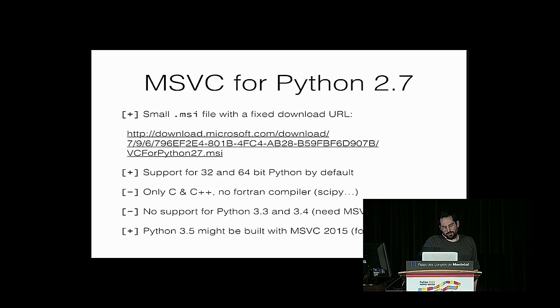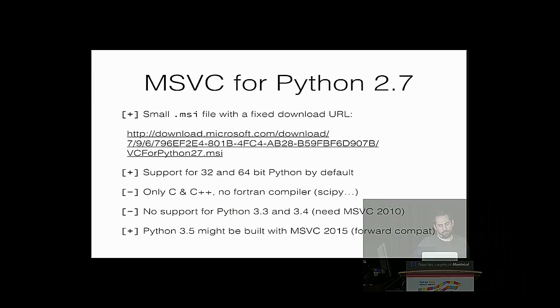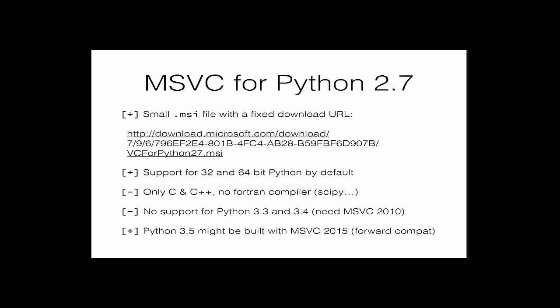And furthermore, it doesn't support Python 3.3 and 3.4. But on the plus side, in the future, Python 3.5 will probably be built using MSVC 2015, and will be forward compatible with the next releases of the compiler, so that this situation of using an old compiler is just a temporary situation, hopefully.